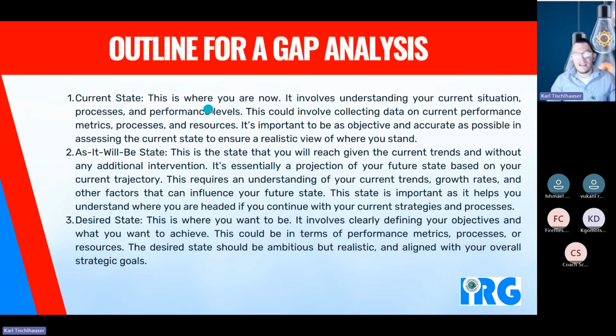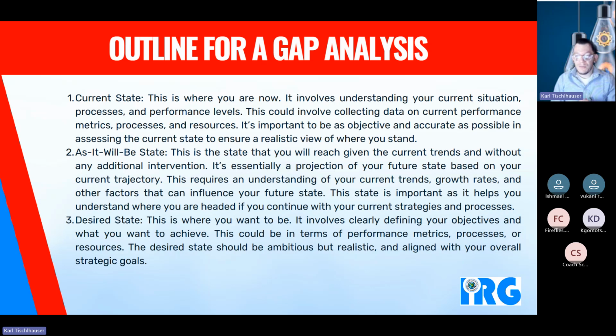Okay, the as it will be refers to the state where you haven't taken action, you haven't done anything, to alter the course of action. You're just following the same trajectory. Okay, it requires an understanding of trends, growth rates, and other factors that could influence future states. Okay, and then you have your desired state.